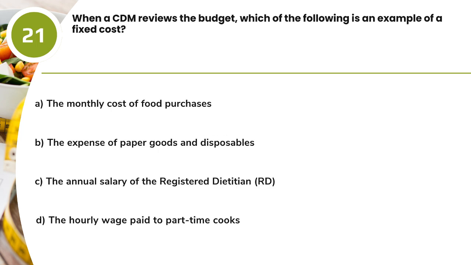Question 21. When a CDM reviews the budget, which of the following is an example of a fixed cost? A. The monthly cost of food purchases. B. The expense of paper goods and disposables. C. The annual salary of the registered dietitian, RD. D. The hourly wage paid to part-time cooks.